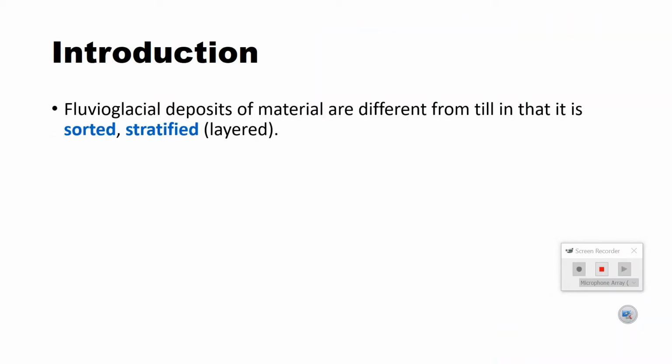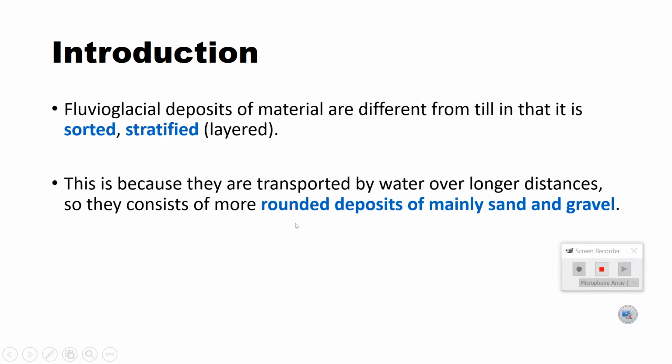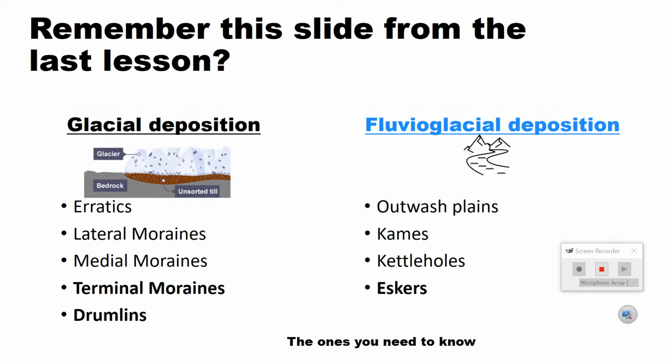So moving on, an introduction. Fluvio-glacial deposits of materials are different from till. Remember, they're sorted and stratified, and because they're transported by water over longer distances, they're much rounder. And they're usually sand and gravel. We mentioned that in the last lesson. Remember, we're just looking at eskers. If you remember the slide from the last lesson, an esker is the one you need to know, along with terminal moraine and a drumlin from just dropping off the glacier.